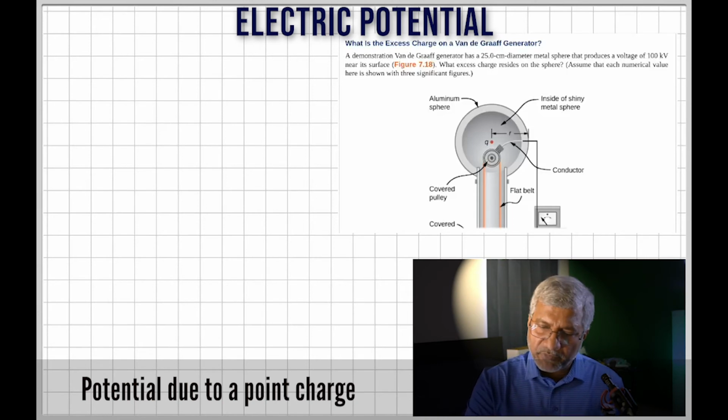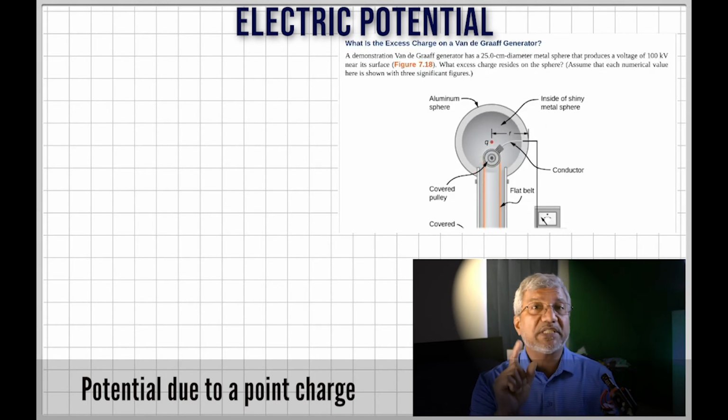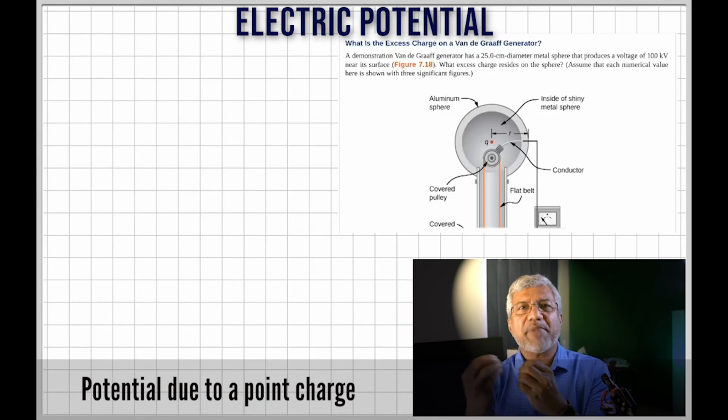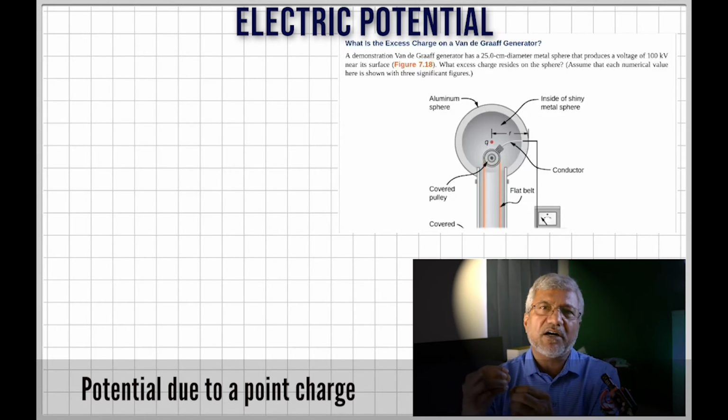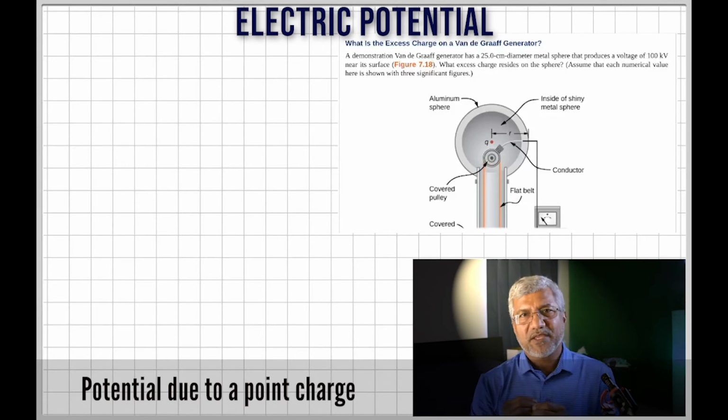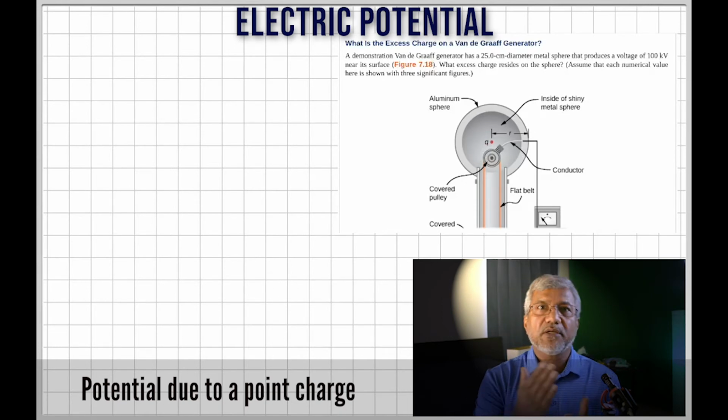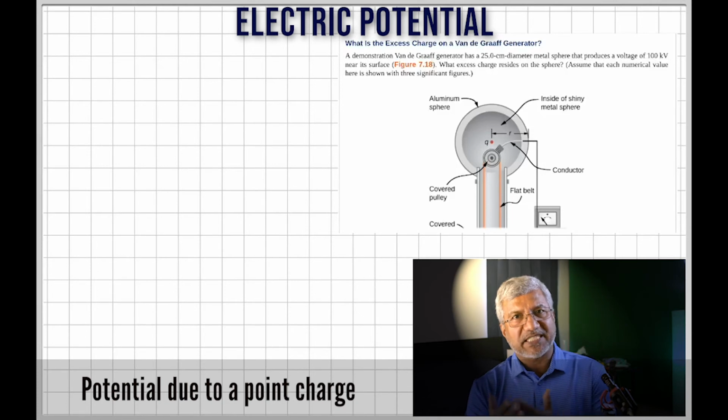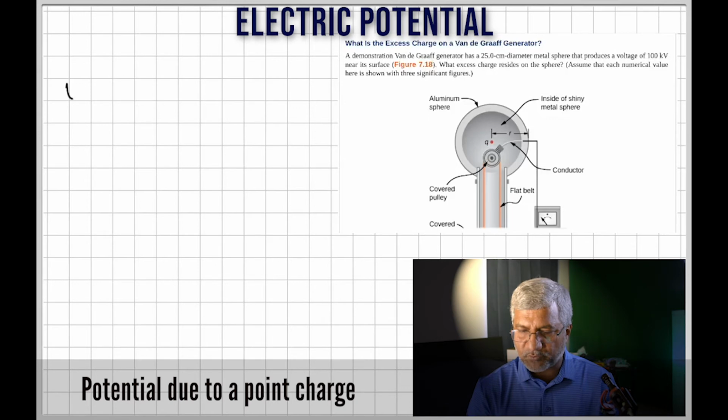Actually, the charges dwell on the outside of this sphere. The charges are all here. But using Gauss's law, we found out that although the charges are situated on the outside of the sphere, we can imagine that all these charges are situated at the center. Therefore, we can take this to be a point charge situated here. If that's the case, we can use what we got just now. Voltage is kq by r. Rearrange that and find q. That's exactly what we are going to do.